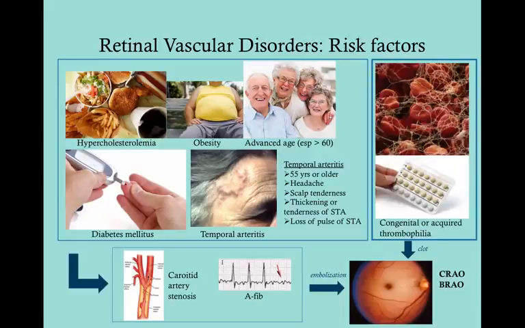Other risk factors include congenital or acquired thrombophilia. You can acquire thrombophilia by taking birth control pills. And so those would be something you would look for in younger patients who don't have these risk factors. And there's other risk factors in addition to these, but these are some of the most common that you'll see.